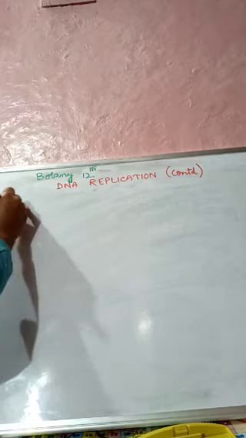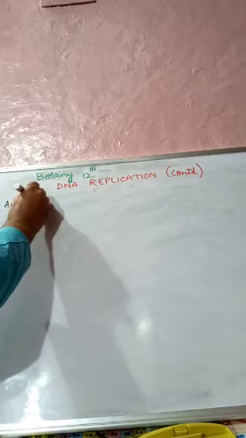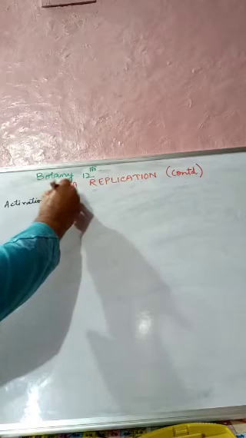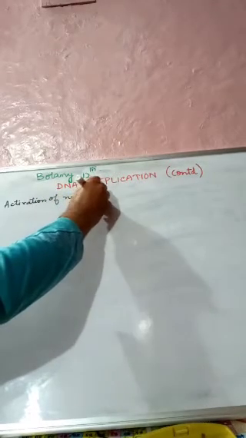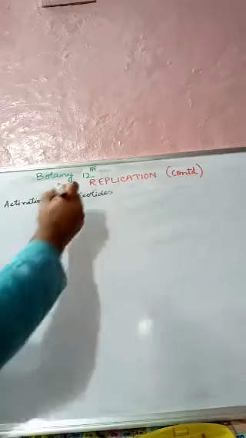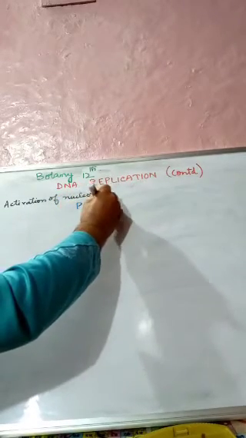In continuation, we were discussing DNA replication, how it takes place. We have studied that DNA replication takes place in various steps, and we also know that we need certain enzymes at every step. The first step is the activation of nucleotides, and in this activation of nucleotides, we need the enzyme phosphorylase.